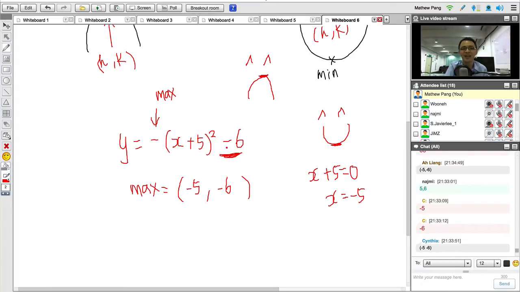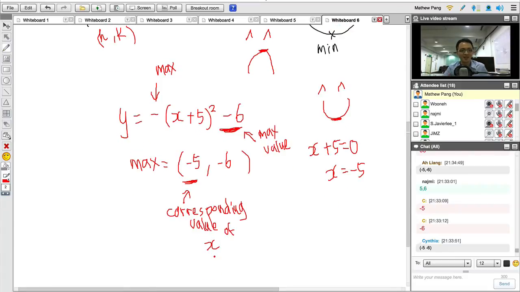Of course, they have names for all this. This one, they will call the maximum value. They will ask you to find the maximum value of the graph. It's negative 6. For negative 5 here, they will ask you to find the corresponding value of x. This is just some fancy words. Actually, it just means the x value and y value.